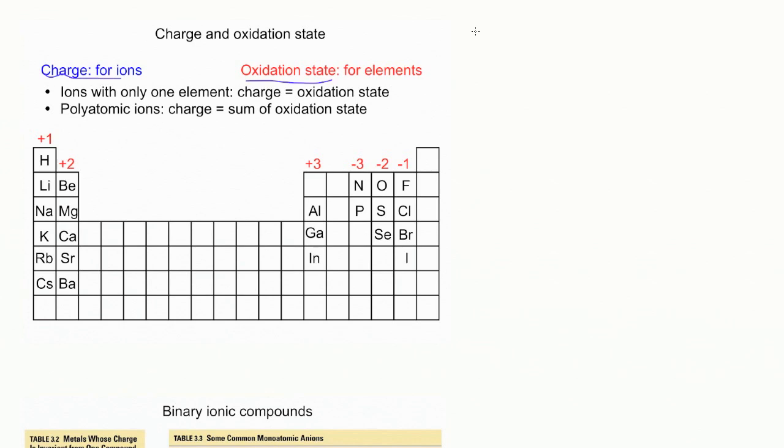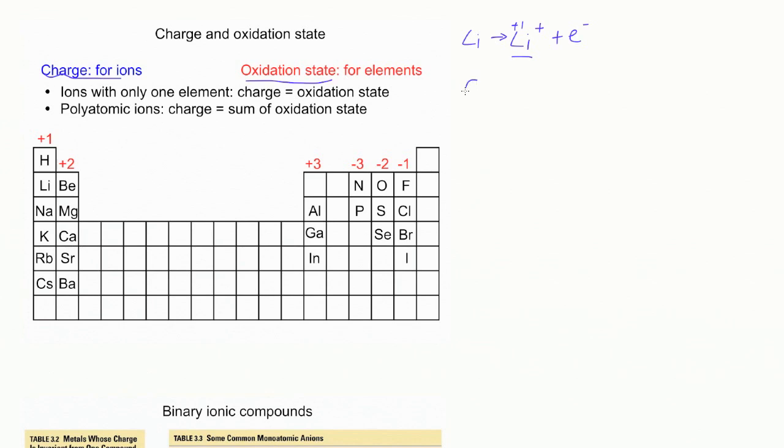Let's take a look at this example. If you are talking about lithium, in most chemical reactions, it's going to lose one electron to give you a lithium cation and one electron. So when we talk about the oxidation state for lithium, that is positive one. That is how we look at the oxidation state for elements.